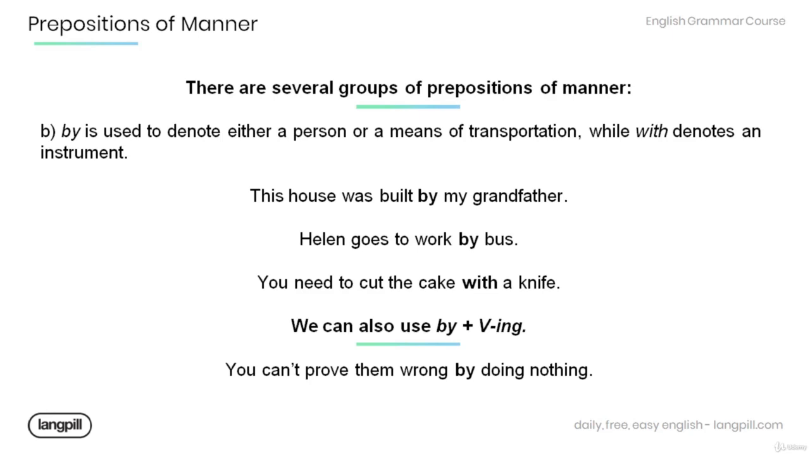Now, we can also use by plus verb-ing. For example, you can't prove them wrong by doing nothing.